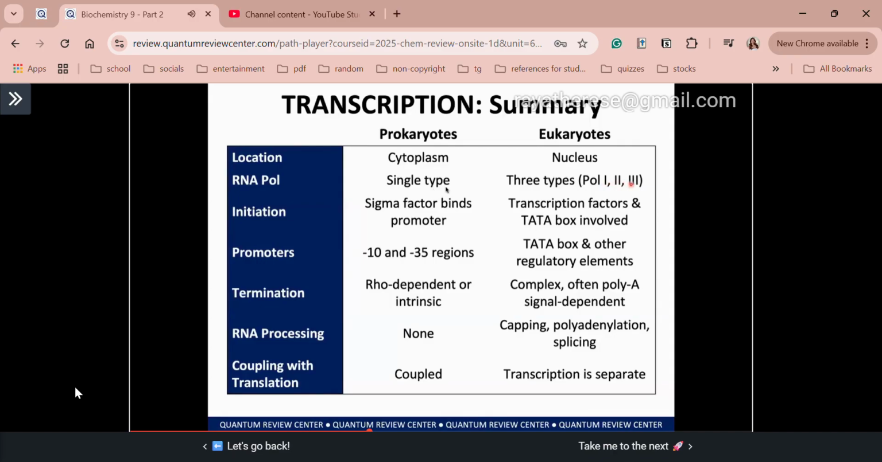For the initiation, in prokaryotes, we have your sigma factor. This binds with your promoter, your Pribnow box. For eukaryotic cells, your TFs or transcription factors and your TATA box promoter.